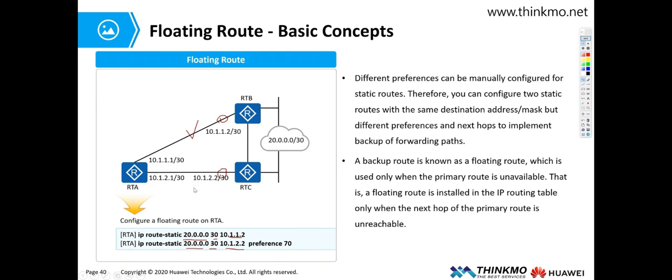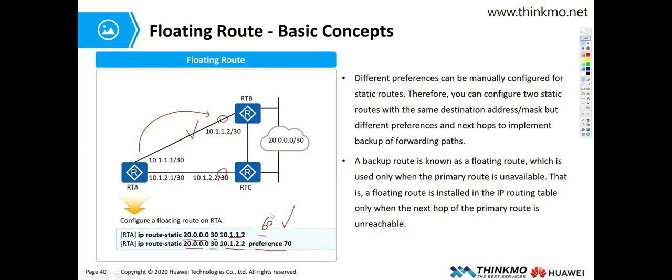Now, in this context, we can set the priority for it. The default priority for static routes is 60. So this one is 60 and this one is 70. When it is placed into my routing table in the future, it will compare their priorities. The smaller the number, the higher the priority. So we will choose the one with 60. As a result, the route to RTB will become the primary route, while the route to RTC will become the backup. This way, we achieve a backup for the forwarding path.